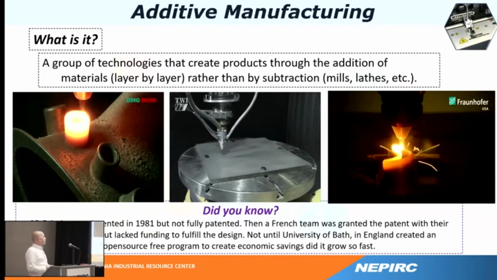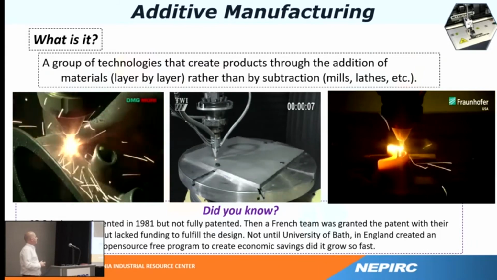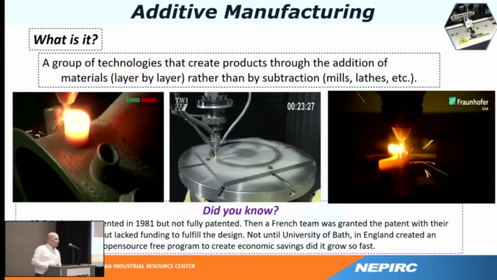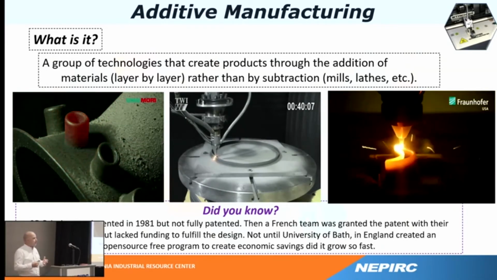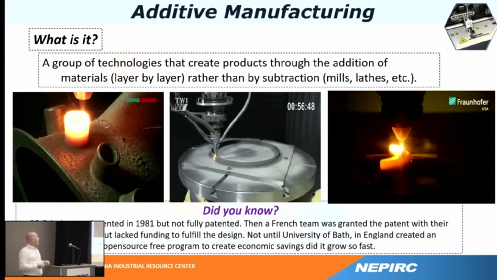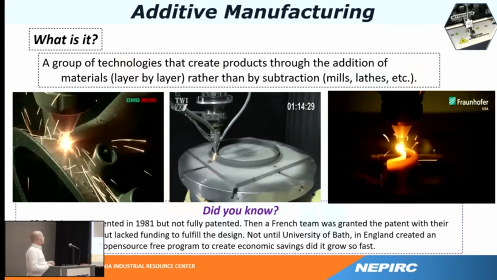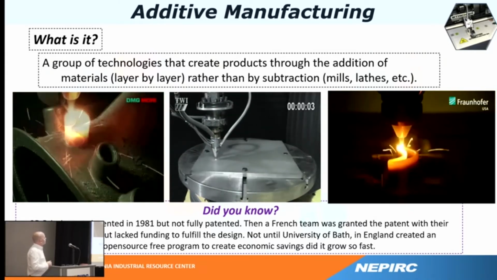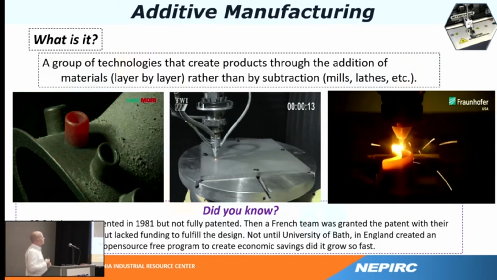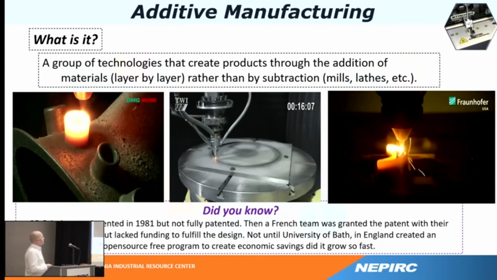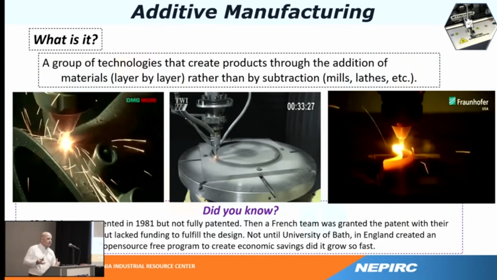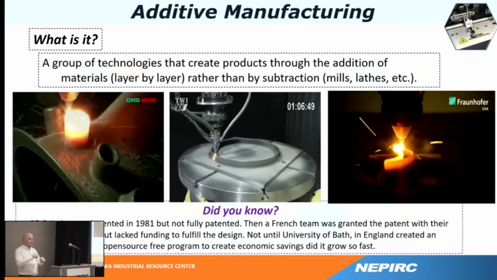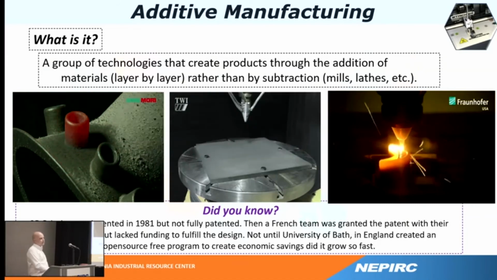Additive manufacturing, this is a really fun topic. What is it? What is it doing? Well, additive manufacturing is actually what you're saying, adding. You're adding material to it. You're not subtracting, you're not taking it away. It's a group of technologies that create products through the addition of materials, layer by layer, rather than subtraction, mills and lathes. If you take a big chunk of steel and you make a small part, you've got to mill it all away, you've got to drill it all away, and you've got scrap on the floor.